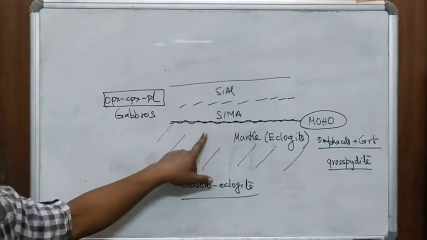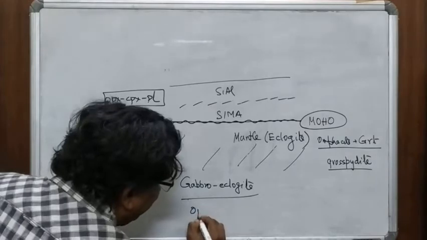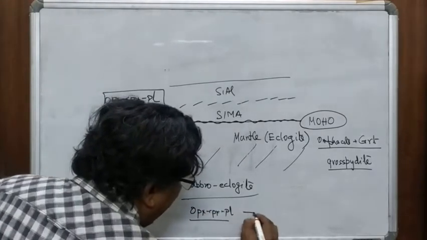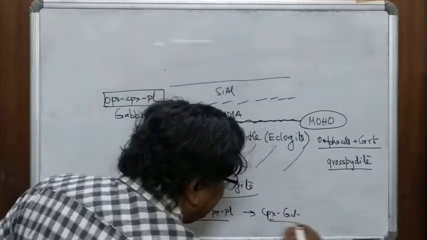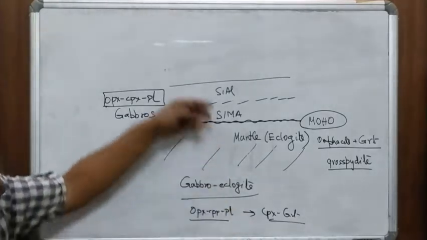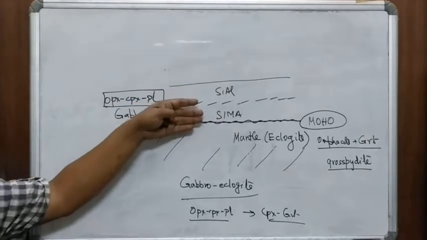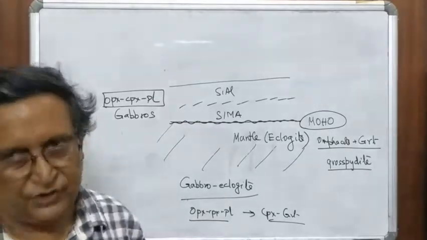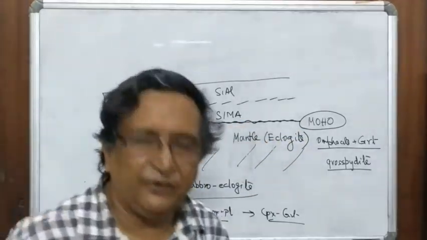Phase transition boundary means OPX, CPX, plagioclase, this was the gabbro, and the boundary was CPX garnet. So there is no chemical difference between the gabbros of the sima or the basalts and the mantle, which was an eclogite. So there is no chemical difference. So the Moho was essentially a phase change boundary.